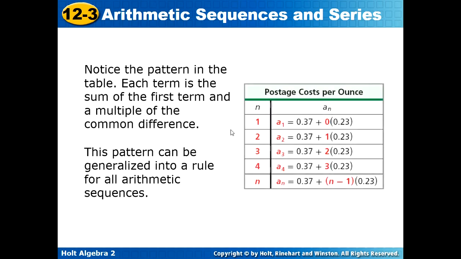Notice the patterns in these. Each term is the sum of the first term and a multiple of the common difference. This pattern can be generalized into a rule for all arithmetic sequences, which is super important to know and understand, especially for the ACT when you're trying to find a certain term.